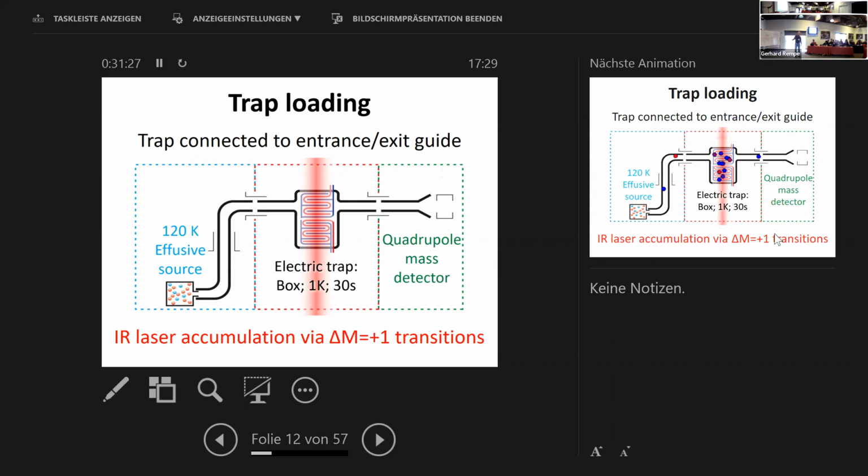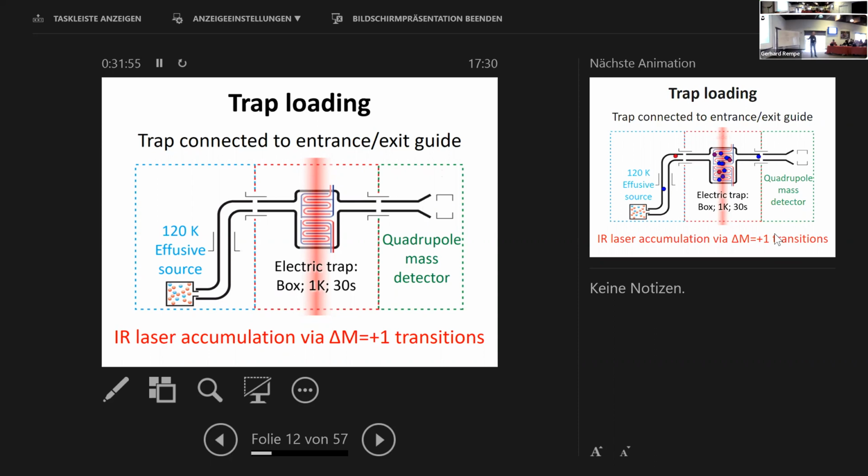And then we have differential pumping here, and then maybe another differential pumping, and then this trap region here with our entrance guide, and this is the exit guide, and this is our mass spectrometer for detection, which is also separated by a differential pumping scheme. So that's basically how it looks. Our electric trap here has a trapping potential of 1 Kelvin, with trapping times of the order of 30 seconds or so.